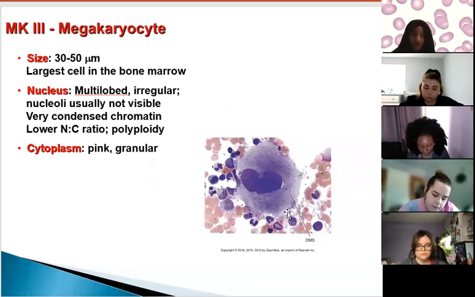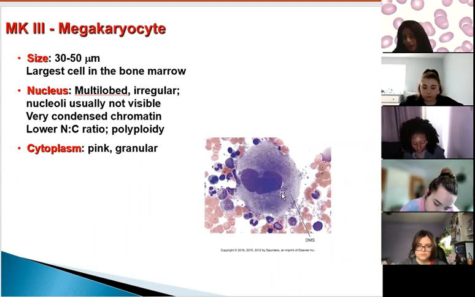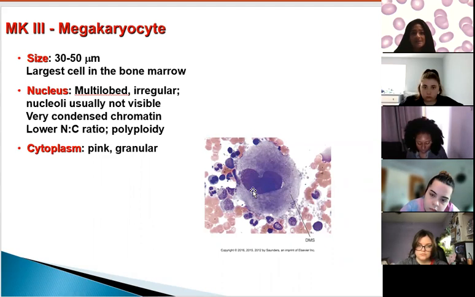Again, this is the largest cell in the bone marrow. It is multi-lobed, so the nucleus is multi-lobed. It can have 2 lobes or it can have 3 lobes. You can see in here, there's a little cleft, and then over here as well. It might be a little hard to see, but this nucleus here is certainly multi-lobed. It's irregular in shape. Nucleoli are not visible. It has very condensed chromatin.